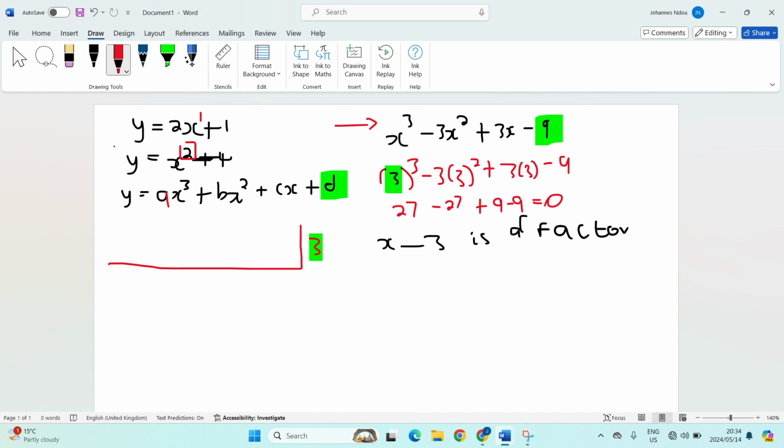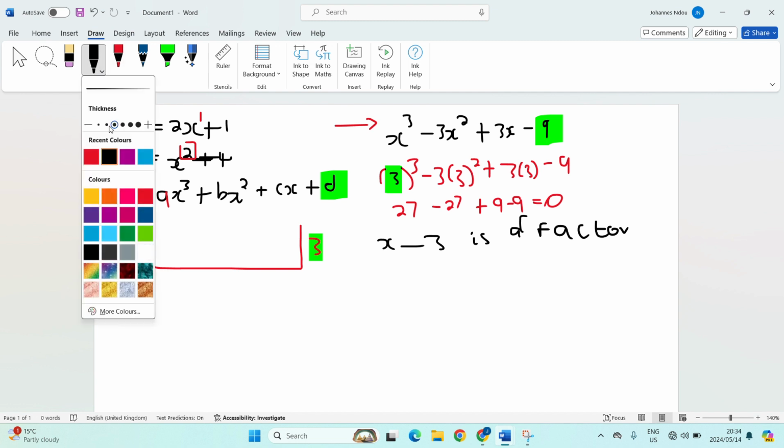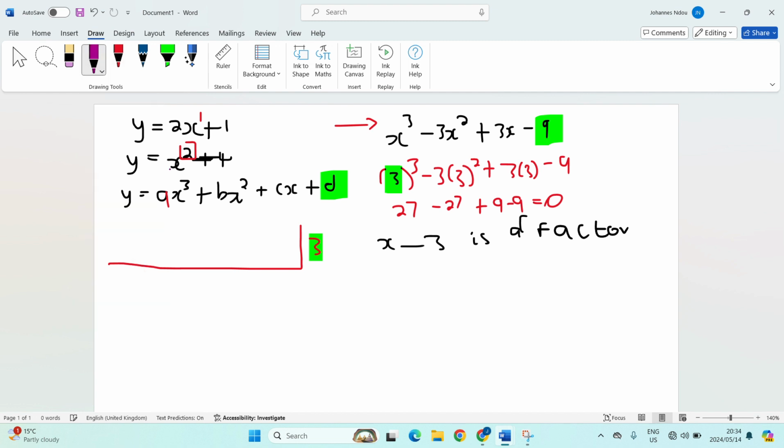Now inside this, I'm going to write the coefficients of the expression. A coefficient is a number that comes before a variable. So here I've got a coefficient of 1, so I'm going to write 1, a coefficient of negative 3, followed by positive 3, and then followed by negative 9. I got the coefficients from the expression which you are trying to factorize here. So it's 1, negative 3, positive 3, and then negative 9. So these are the coefficients.